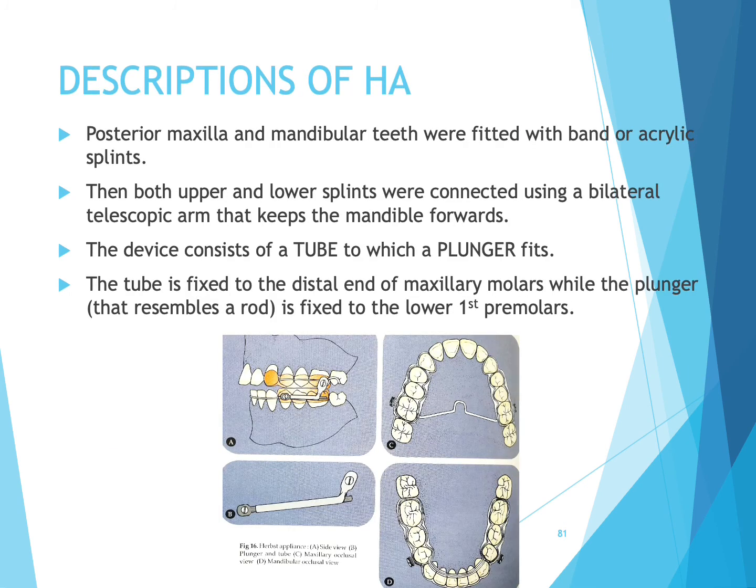So now we want to look into the design of the Herbst appliance. The posterior maxillary and mandibular teeth are fitted with bands or an acrylic splint. Then, both upper and lower splints are connected using a bilateral telescopic arm that keeps the mandible forward. The device consists of a tube to which a plunger fits. The tube is fitted to the distal end of the maxillary molar, while the plunger, which resembles a rod, is fixed to the lower first premolar.